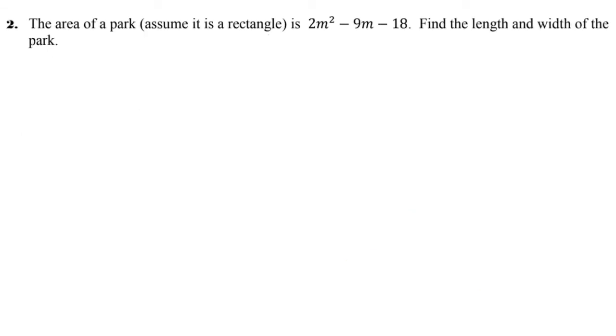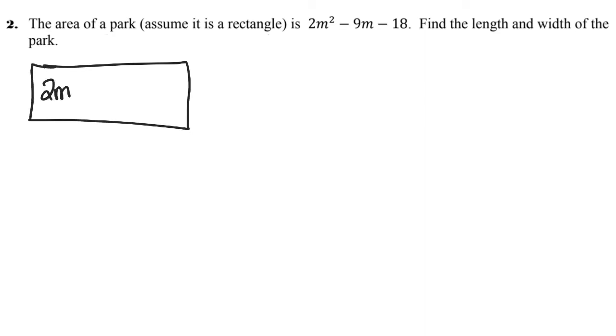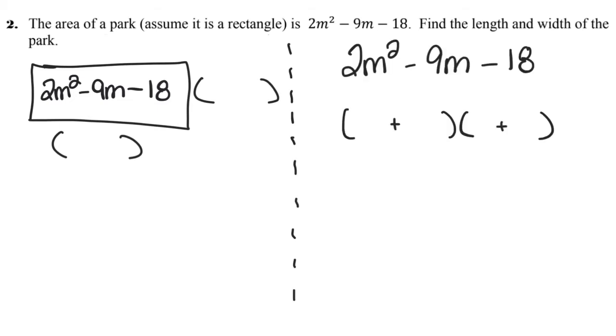All right, here's a second example. They're telling us the area of a park, and they said assume it's a rectangle, is going to be 2m squared minus 9m minus 18, and they want us to find the length and width. Okay, so we are going to factor this trinomial to find a length and a width for the park here. And if you've been following along in class, you know that we're using the guess and check method to factor our trinomials. So I'm going to go ahead and start by looking at the first term.